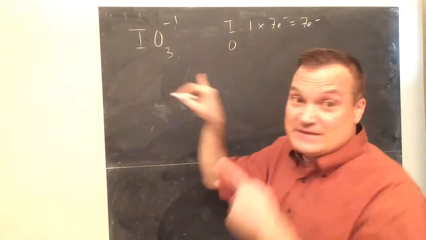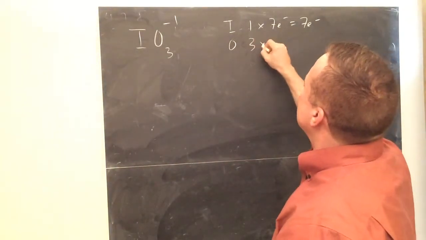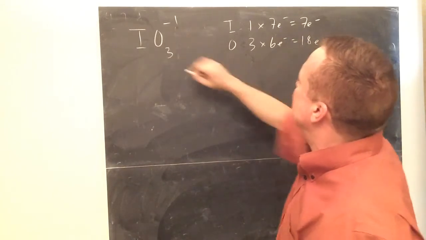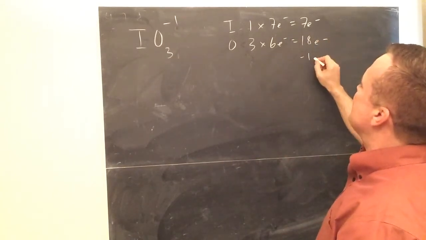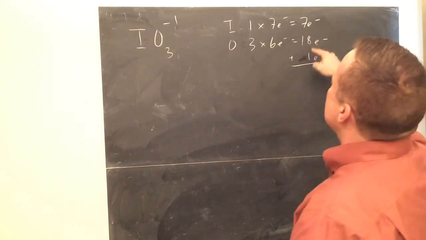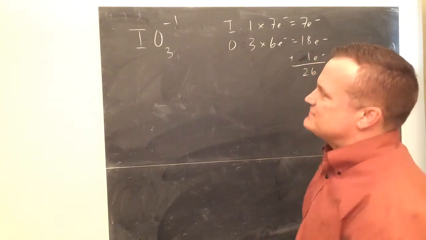Oxygen, but I'm going to show you something different here. I'm going to show you something different, so watch. Oxygen, there are 3, each has 6 valence electrons. And then you have a -1 charge, which means you have to have one more electron. I'll put plus 1. So that will be 26 total electron dots in the picture.